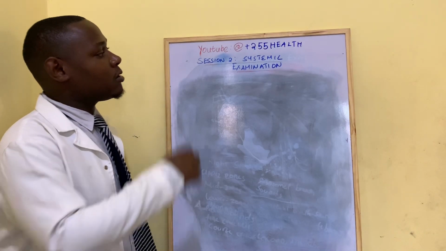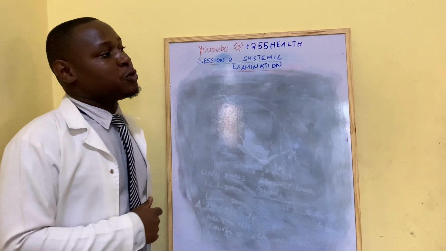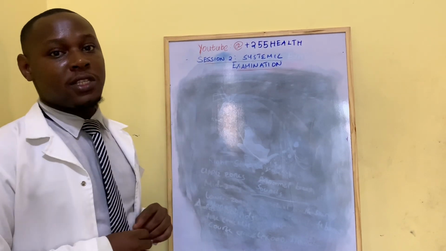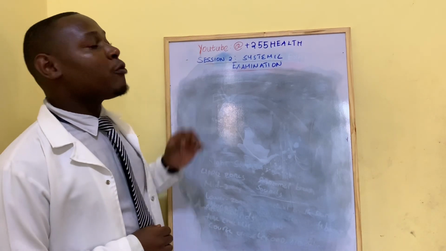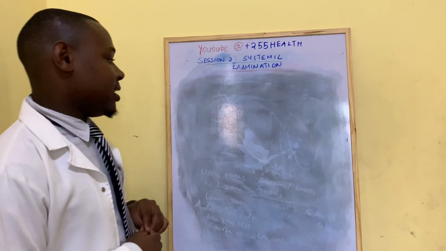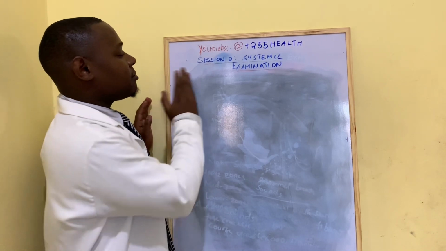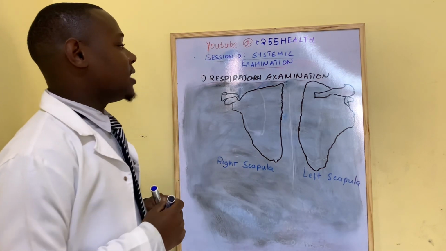So you're going to check for any abnormal sounds. In the case of hyperresonance, you're going to suspect tension pneumothorax. In the case of stony dullness, you're going to suspect something like pleural effusion or hemothorax. And in the case of just normal dullness, you might expect pleural effusion or pulmonary edema. So after this, we are going to go for something called auscultation.